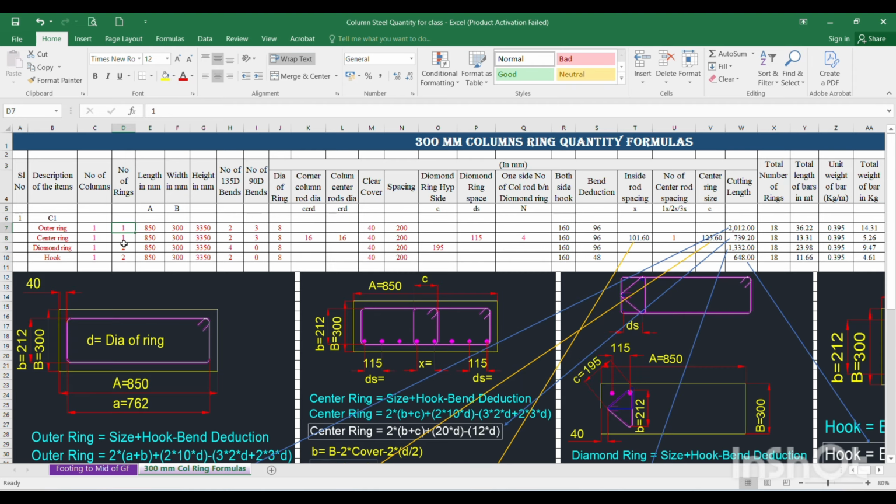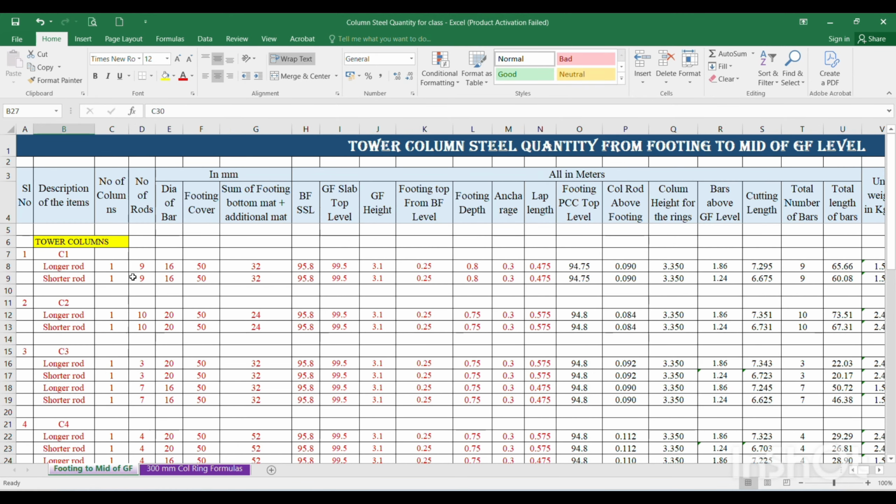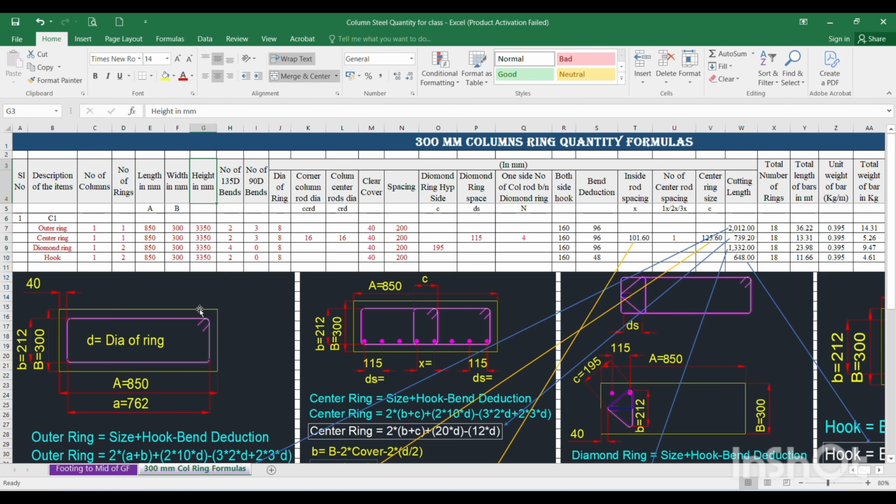These are the types of ring numbers, and this length and width will come from the column size. This is the 850 size of the column, and height will be taken from the column rod calculation. We took the column main rod calculation, no, from there the respective C1 column height, we have calculated the column height for the ring. You can keep it highlighted for the calculation. From here you take the column height for the respective columns, and the number of 135-degree and 90-degree bends for the respective columns are to be entered over here.